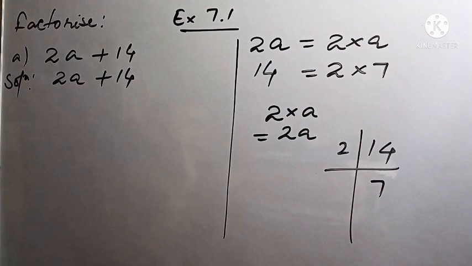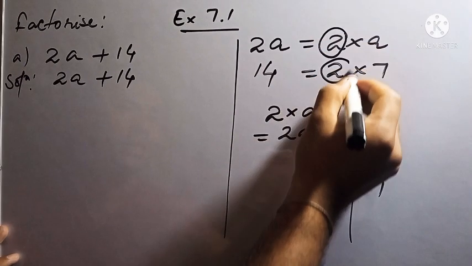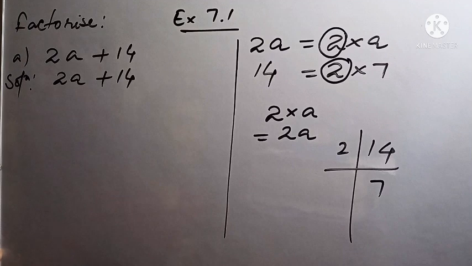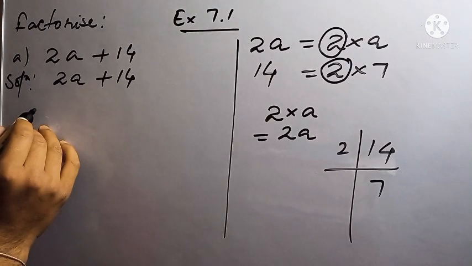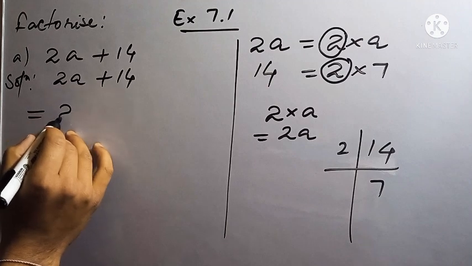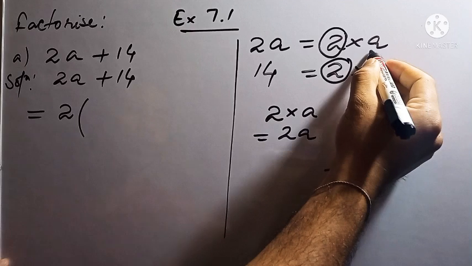Do you find any common factor here? I find 2 here and I find 2 here too. That means 2 is a common factor. Any other common factor? No. So we'll write it this way. First I'll write 2, and after writing this 2, what do we have now?